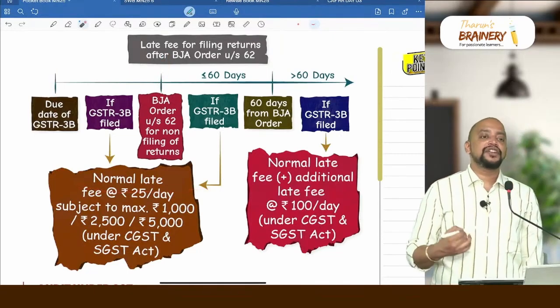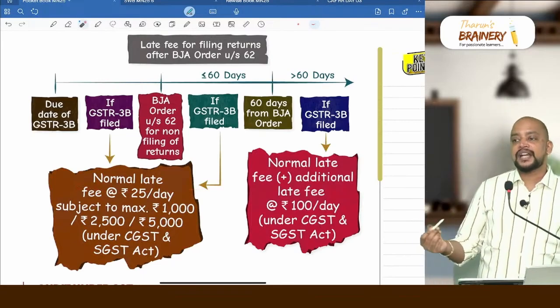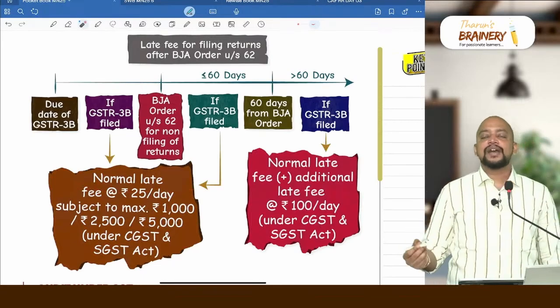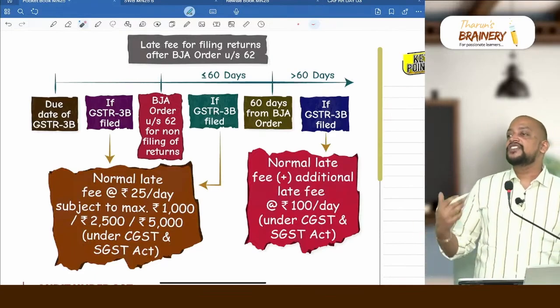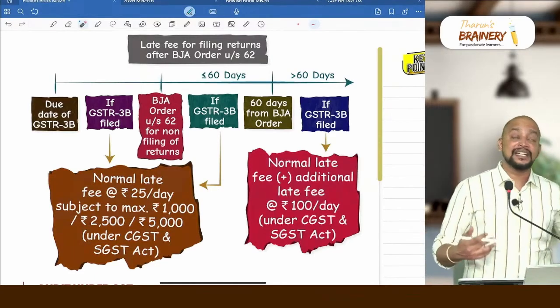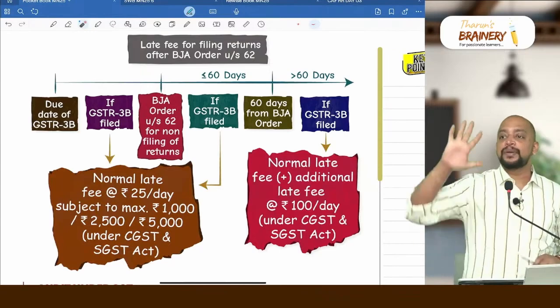What is a normal late fee? 25 rupees per day subject to maximum. That maximum differs. So that maximum will be 1000, 2500 and 5000. If my aggregate turnover during the previous year exceeds 5 crores, then it will be 5000.